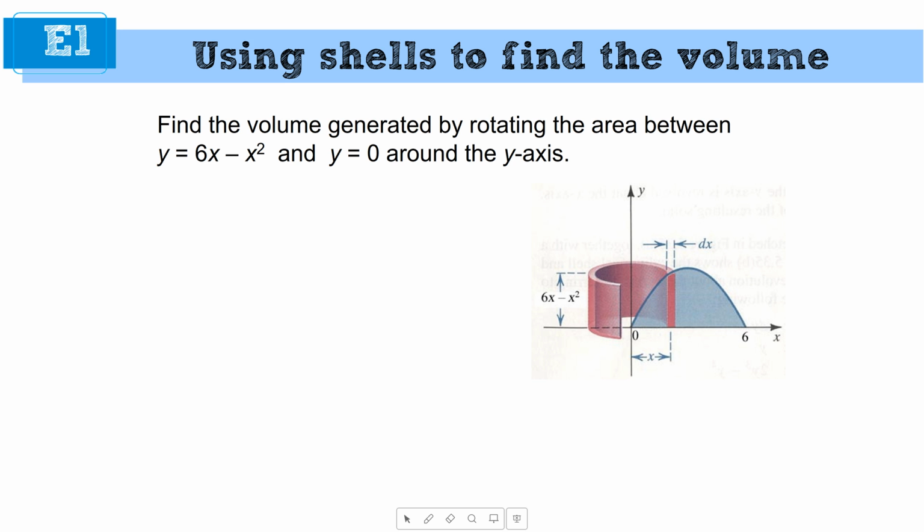So the information I need, 2 things. How far is this rectangle away from the axis of revolution? I have that labeled as x. What's the area of that rectangle? That would be the height times dx. How tall is it? Well, I already have it labeled in there. That rectangle is 6x minus x squared tall.